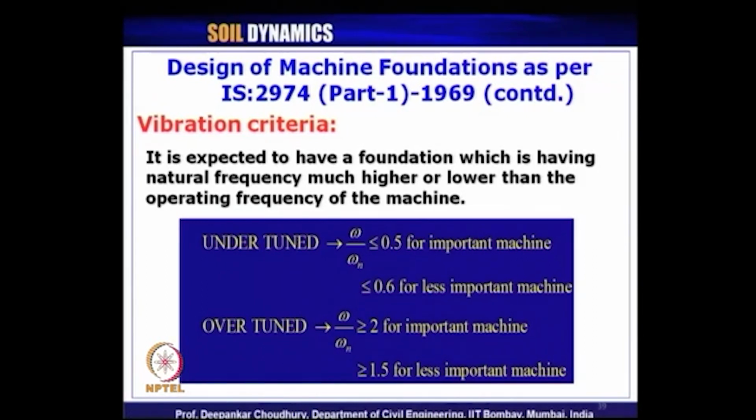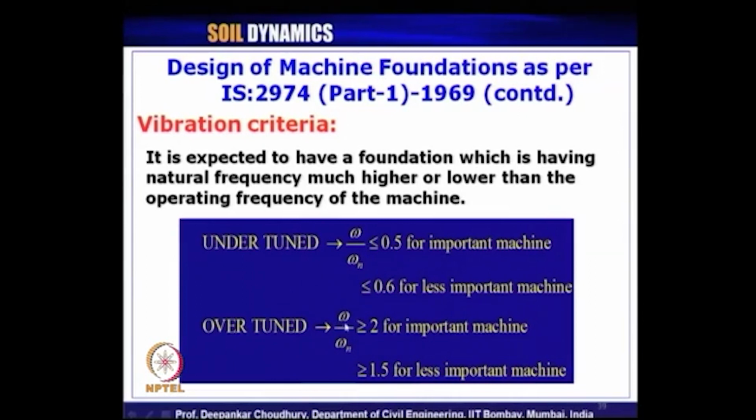Whereas, let us look at the other type, that is the first category of machine, reciprocating type, where typically the ranges of operating frequency are below 600 RPM, pretty low. In that case, which type of design should you go for? Of course, under tuned, because this omega value is pretty low. So, you can go up to a high value of omega n. In that case, if you try to do an over tuned design, let us see what will happen.